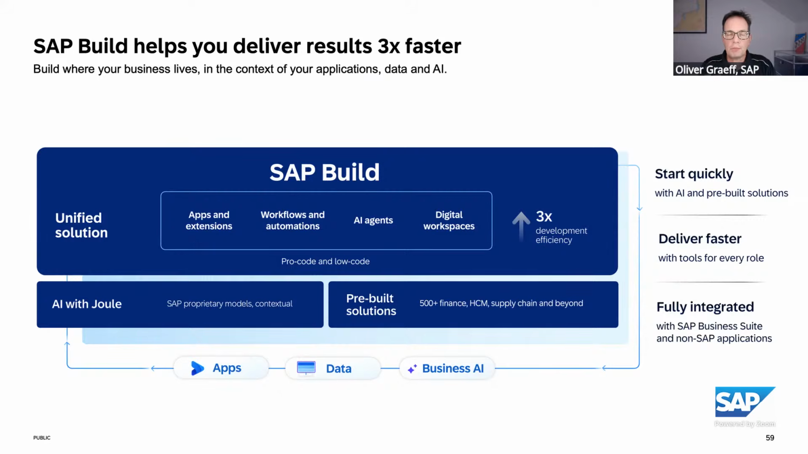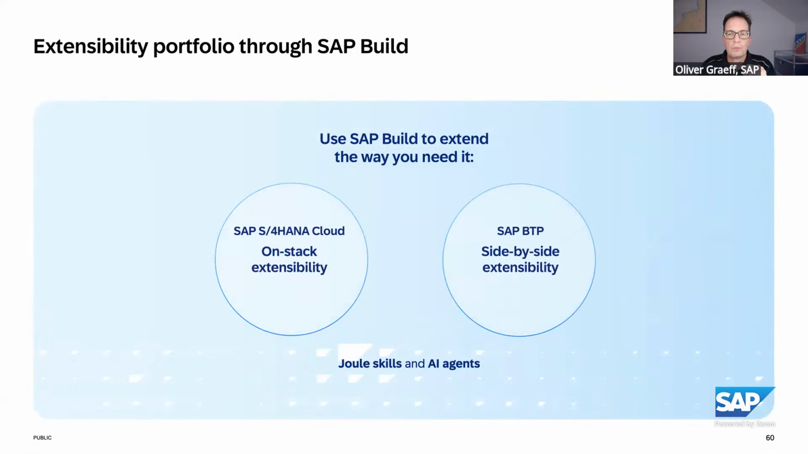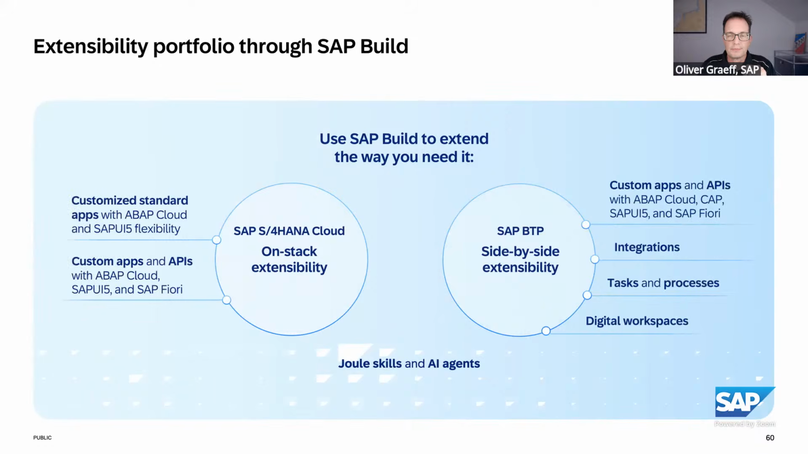But with SAP Build, we have unified these services so you can more easily consume that. And we'll have a more detailed look in a second. So this is called apps and extensions. And maybe I just want to highlight why we call it like this. We see here the big bubbles here are on-stack extensibility and side-by-side extensibility.